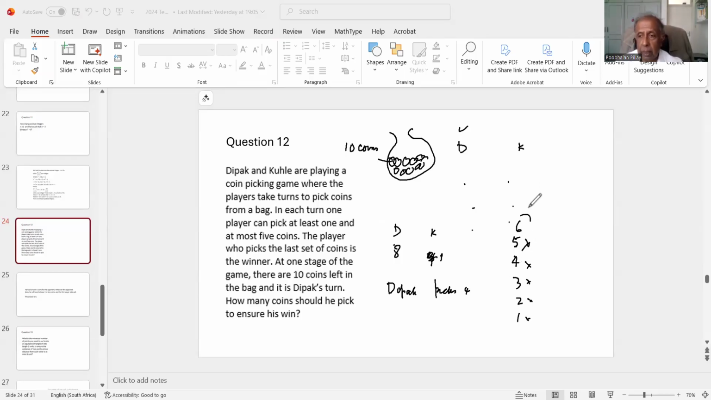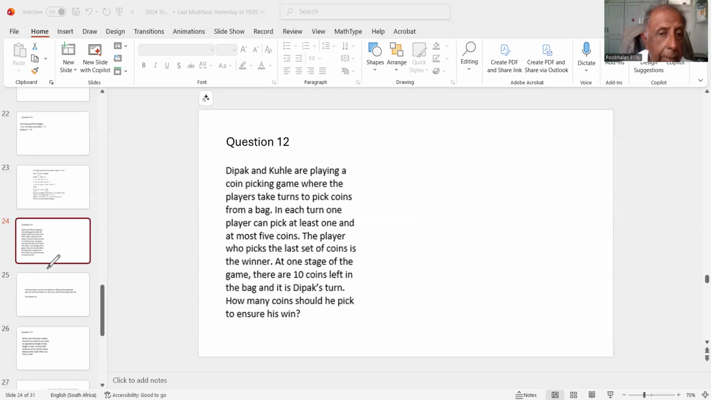But he must not take 7, because if he takes 7, then Kushler will leave him with 6. See? So that's a problem. So all these are out. Okay, so the answer is he picks 4. Right, so that's question 12. Let's go on to question 13.